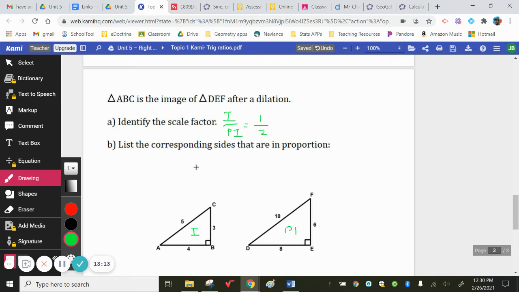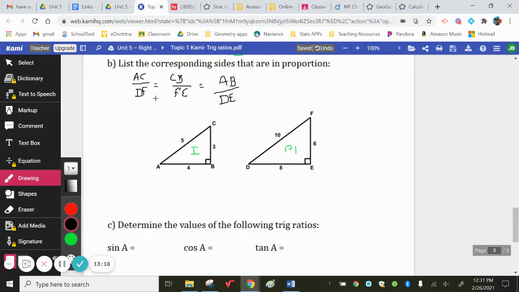And so if I was going to write my corresponding sides in proportion, it looks something like this. The corresponding sides would be AC corresponds to DF, CB corresponds to FE, and AB corresponds to DE. Okay, now here is another way of looking at trig ratios.